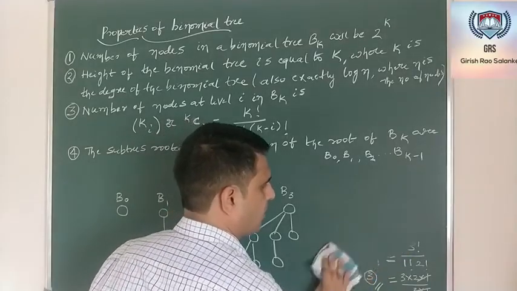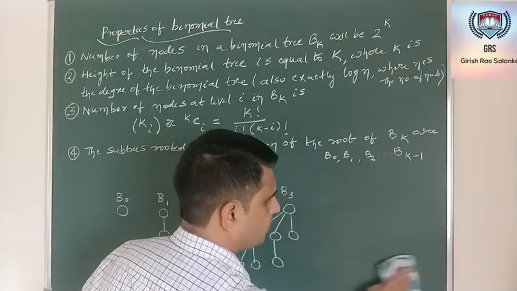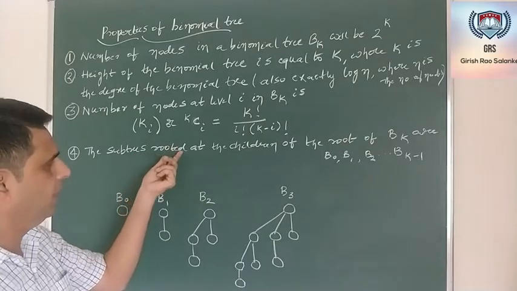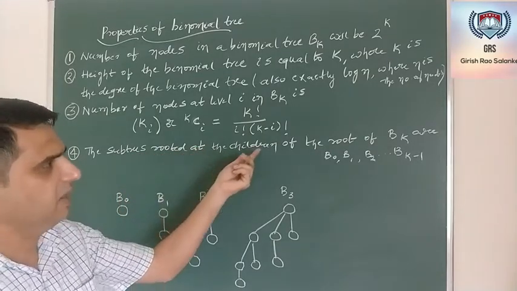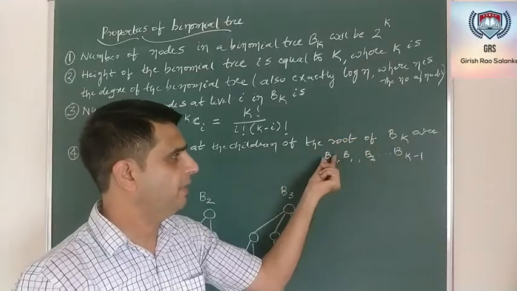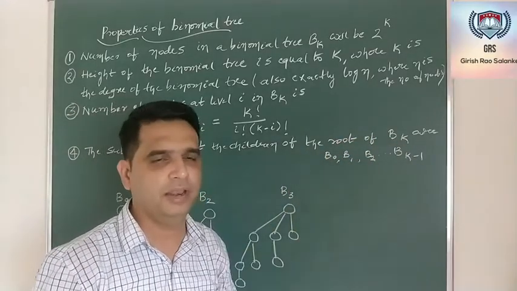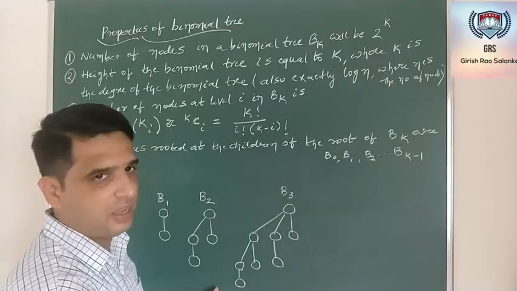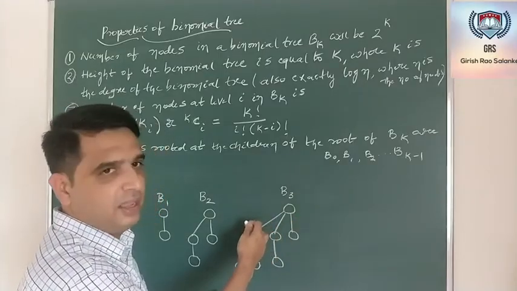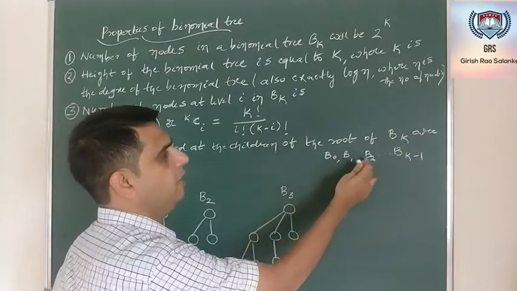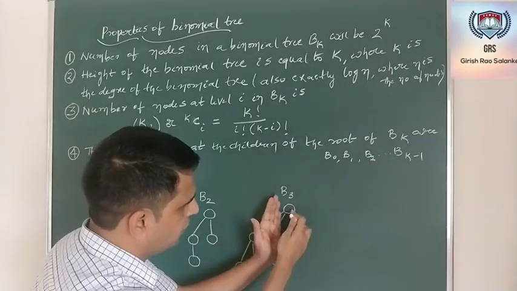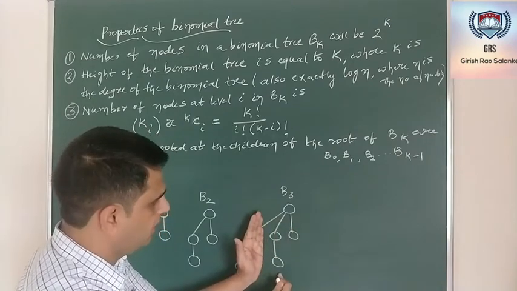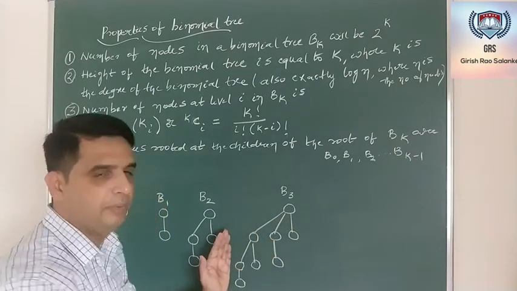The subtrees rooted as the children of the root of Bk are B0, B1, B2 up to Bk minus 1. If you see, this is my binomial tree B3. Now the children of this B3 will be B0, B1 and B2. If you see it clearly, this is one child, this is B0. This is the second child, which is B1. This is my third child, which is B2.